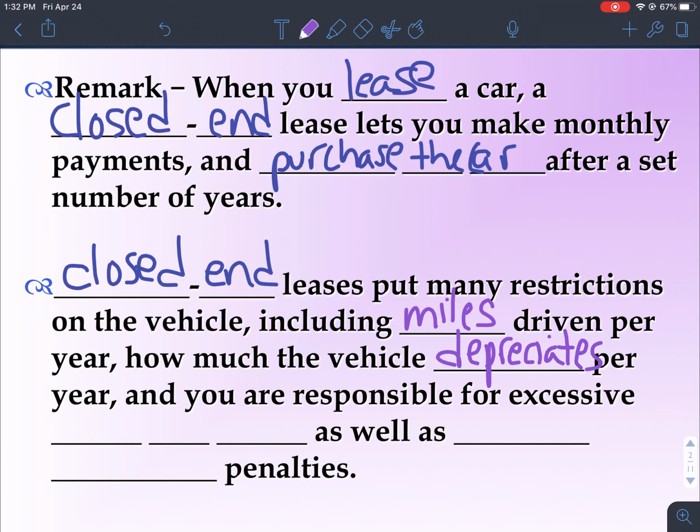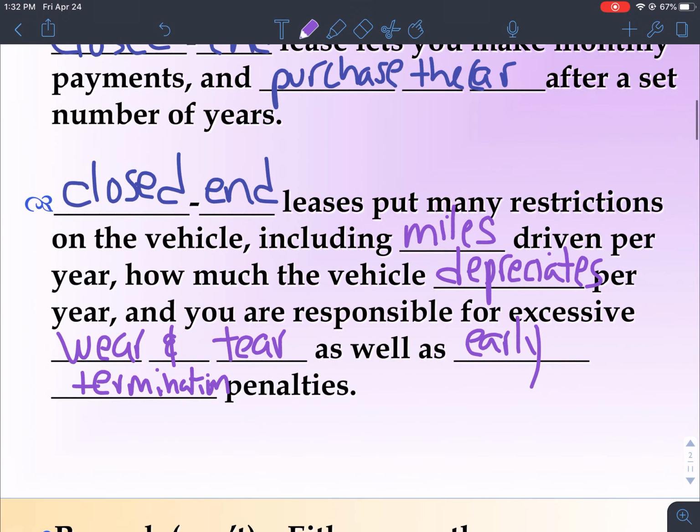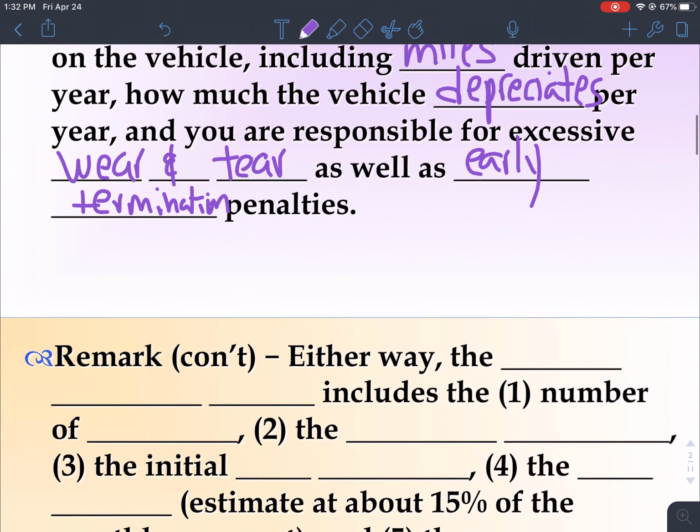So you, in turn, have to pay that depreciation, which is determined by the dealer. And you are responsible for any excessive wear and tear. You don't want to get any scratches on the vehicle. You're going to be responsible for those, as well as early termination penalties if you decide to end your contract early. There are also open-ended lease agreements, but those are usually for businesses.